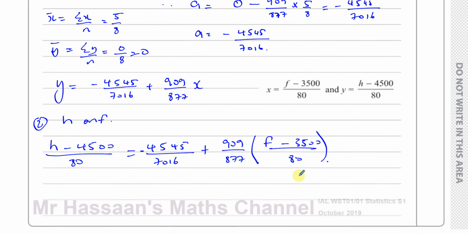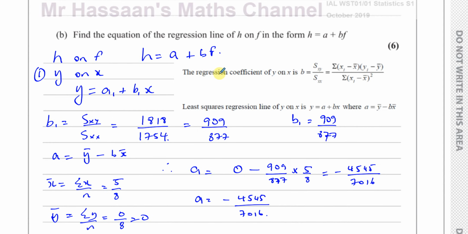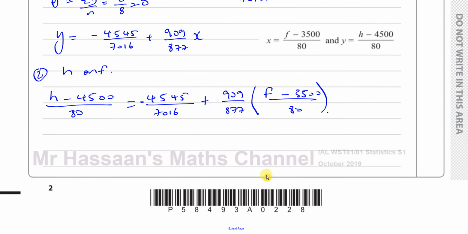Now I want to make h the subject of this in the end. We want to have h equals a plus b times f. So to make h the subject, let's multiply everything by 80. Multiply this side by 80 and this side by 80. All of this side multiplied by 80 will cause this to become h minus 4,500 equals, now the 80 times that will cancel the 80 you'll have here, and let's just work out what this is.